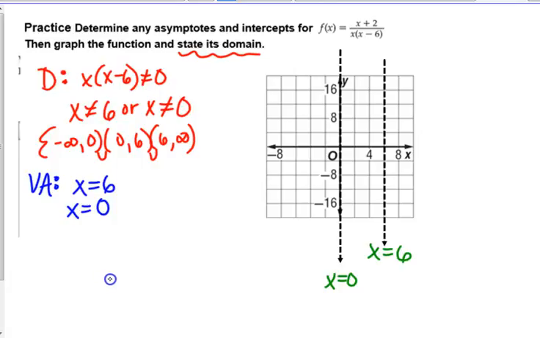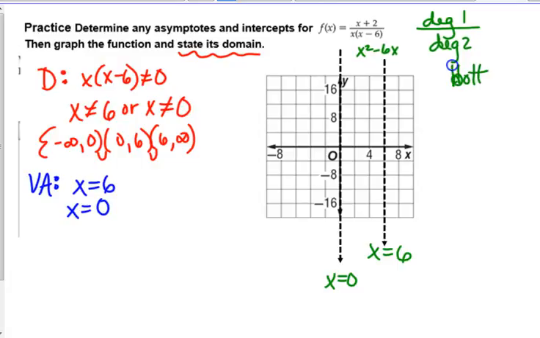The horizontal or end behavior. This one is funky because it's already factored. What is the degree of the numerator? Degree 1. It only has an x. What's the degree of the denominator? 2. Everybody okay with that? We could FOIL it together if we needed to, but it is a degree 2. So that is considered bottom heavy, and what does that mean?